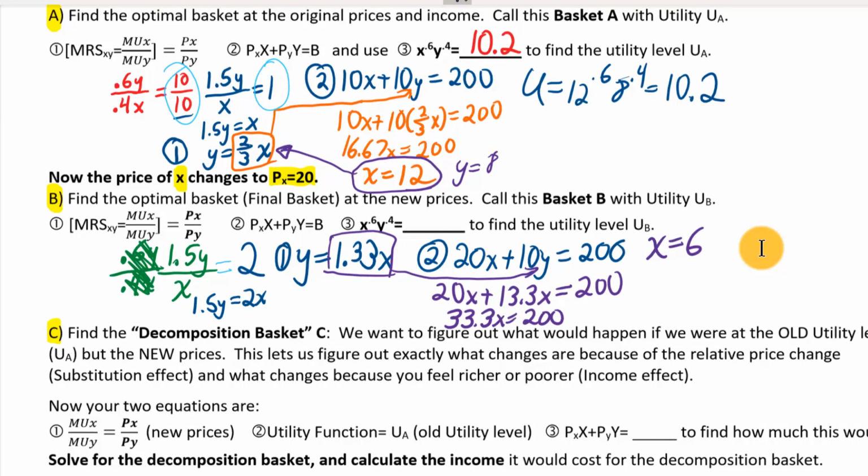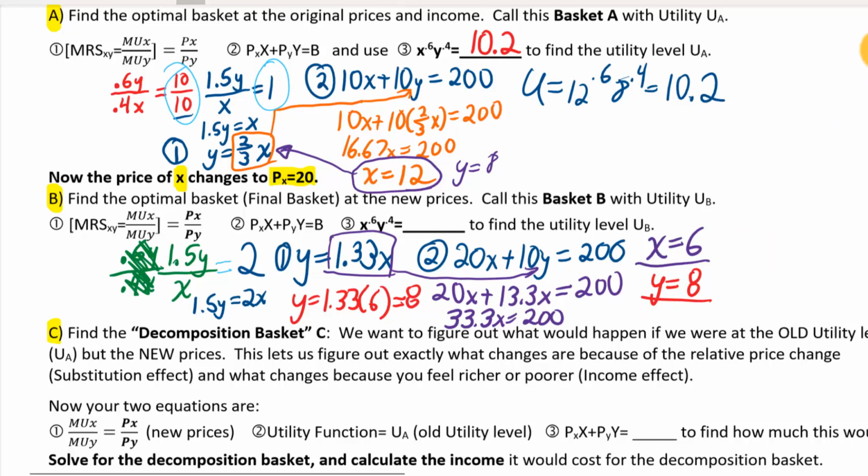So here, if we plug that in, we get y equals 1.33 times 6, and that gives us 8. So y equals 8. And again, we want to know how much utility this is going to give this person. So we plug in 6 and 8 into our original utility function, x to the 0.6 times y to the 0.4, and we should get something like 6.73.